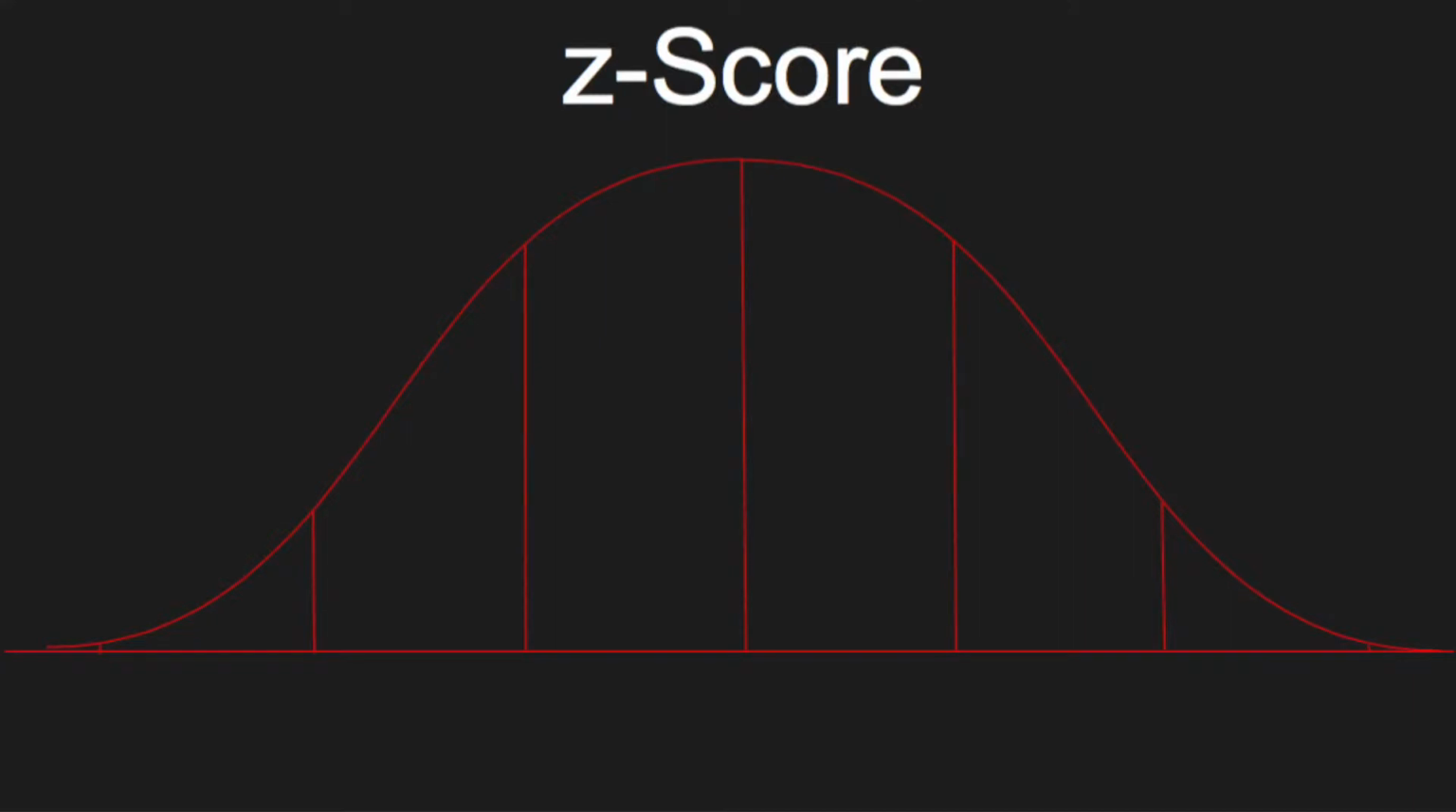Hello, class. Today, we are going to be working with a statistical element called the z-score. The z-score is how many standard deviations from the mean a piece of data is.